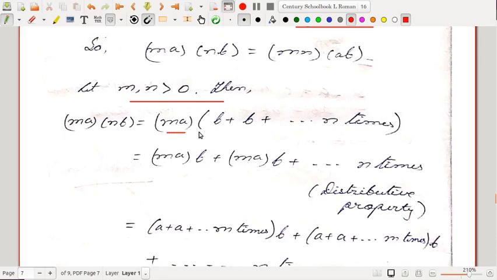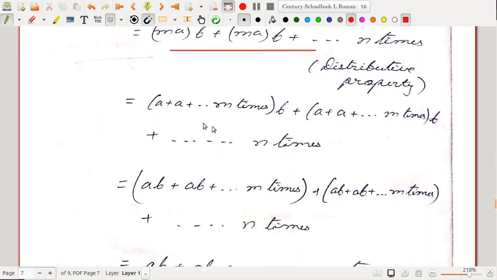Then ma into nb is what? In place of nb, I can write b plus b added n times. Then we can apply the left distributive property. So it's ma multiplied with b, ma multiplied with b, n times. And again, what is ma? ma is a plus a added m times. This again we write a plus a added m times. So this is what we are doing.